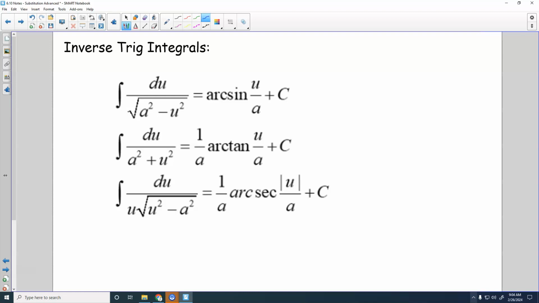So we got arc sine, and of course for arc sine they sometimes use inverse sine.